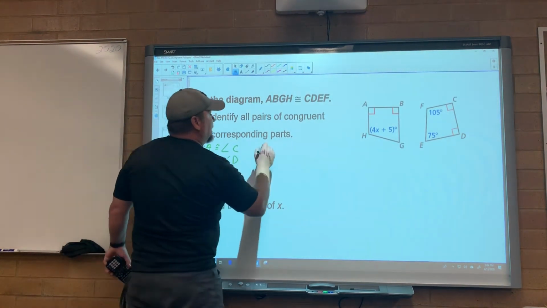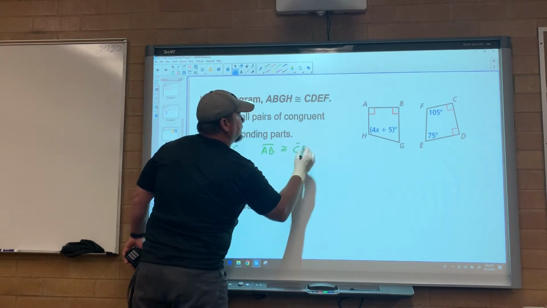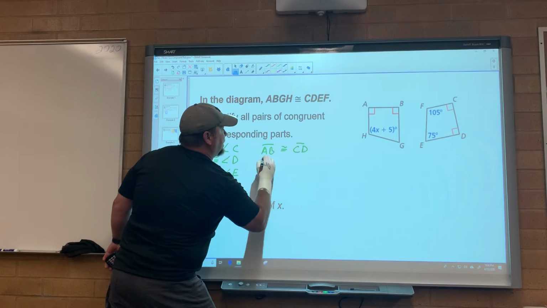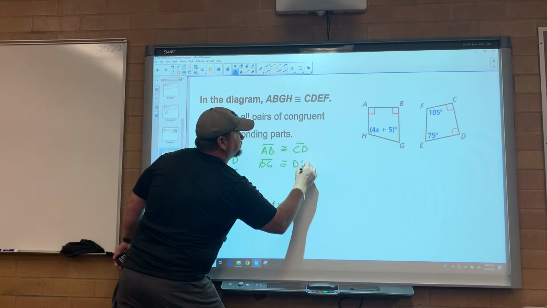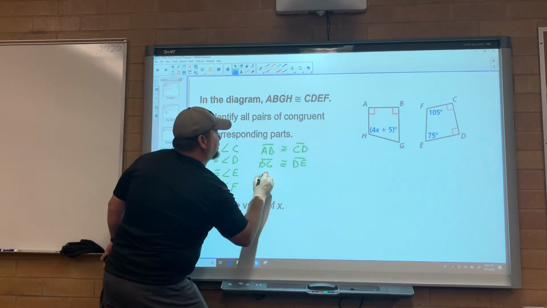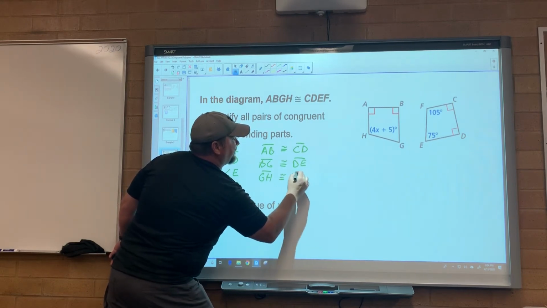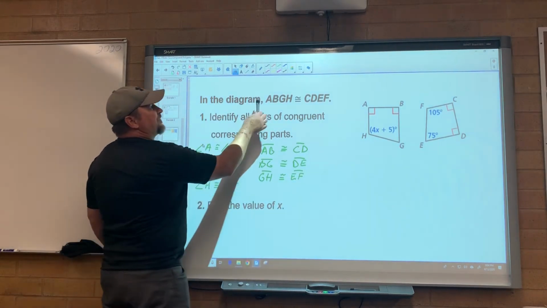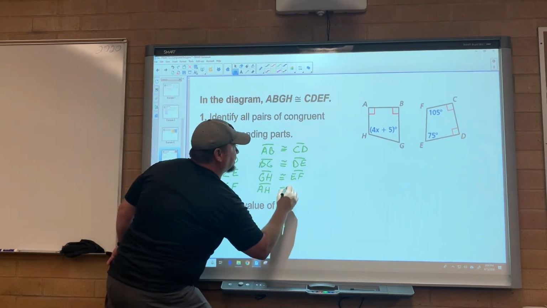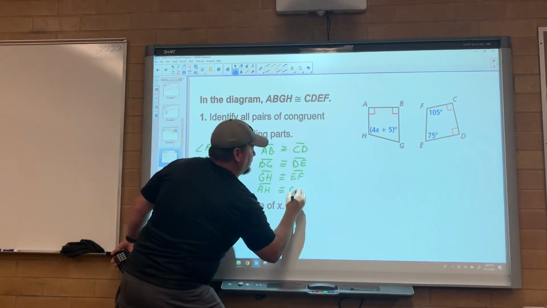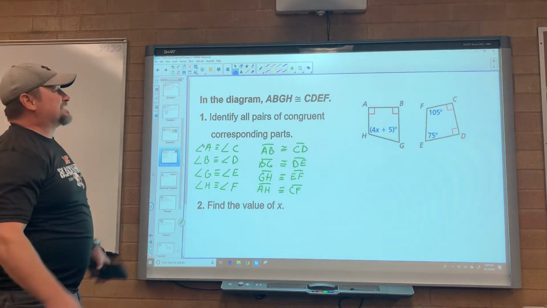Now we'll name the sides. AB, and you have to have the line above it, is congruent to CD. BG is congruent to DE. Just match them up. GH is congruent to EF. And here's the one that gets kids sometimes. It's the first one and the last one. So AH is congruent to CF. And that one sometimes gets kids, but you should be okay. That's how you do a congruent statement of all the parts.